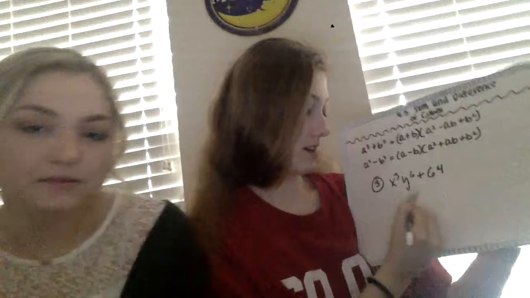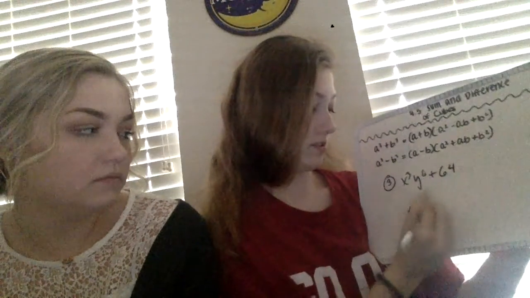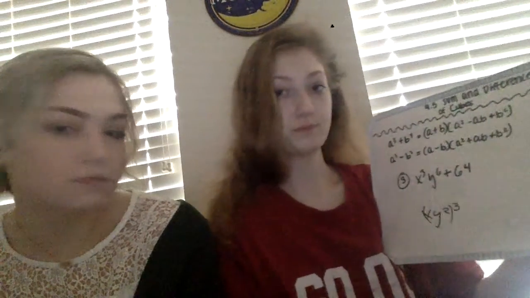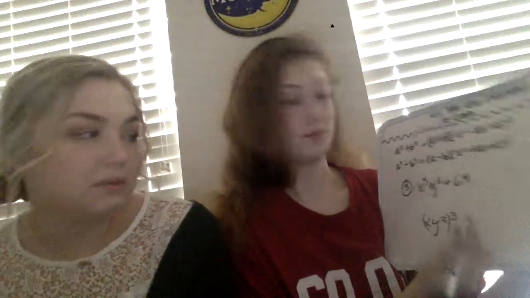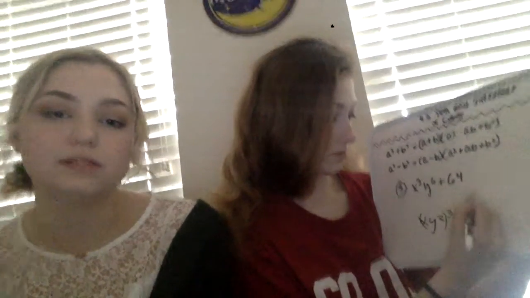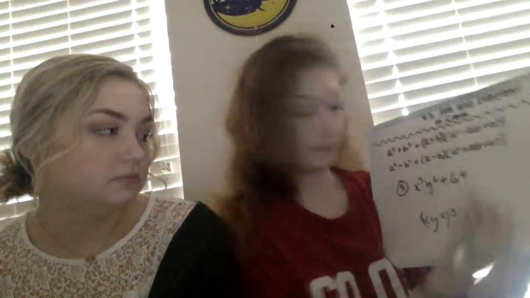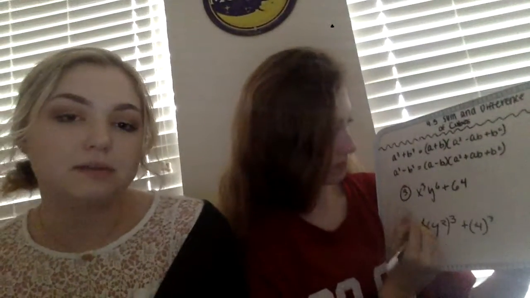For this one, it's going to be (xy to the second power), and then all of that's going to be cubed, because of the rule of it being cubed. And then it's going to be plus 64, and you're going to cube that as well, so it's going to be 4, because 4 cubed is 64. So you're going to separate it out into the equation, so it's going to be the a plus b, and then a squared minus ab plus b squared.